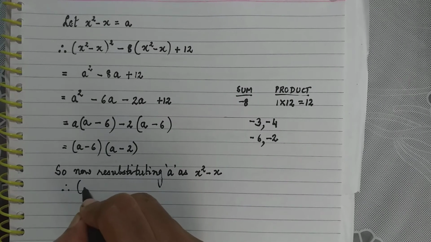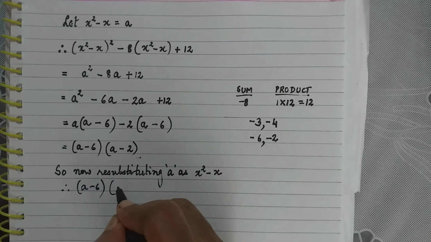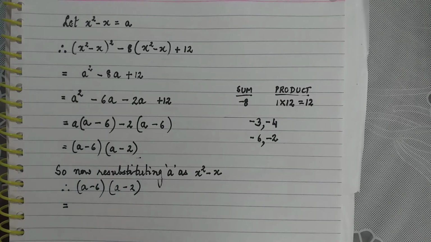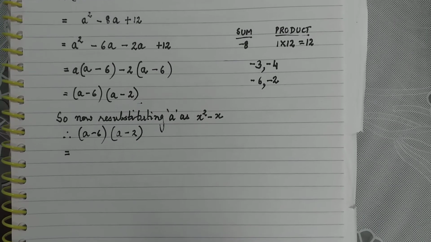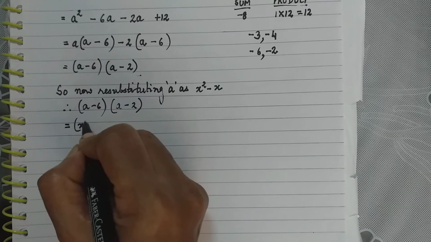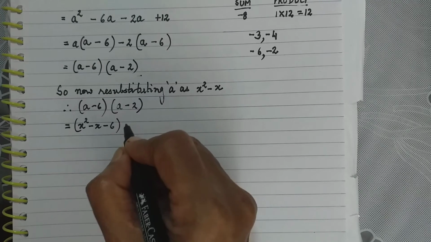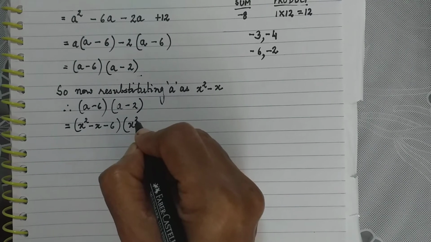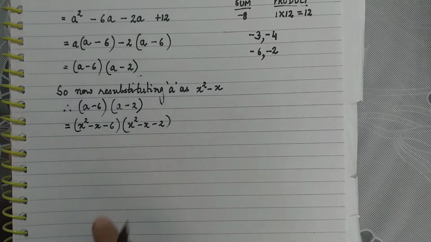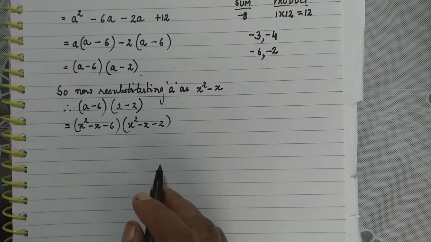Therefore, a minus 6 into a minus 2 will be equal to, now in place of a I will write x square minus x. So this becomes x square minus x, then we have minus 6, and again in place of a, x square minus x minus 2. Now again we have got two trinomials. Let us see whether we can factorize these trinomials further.